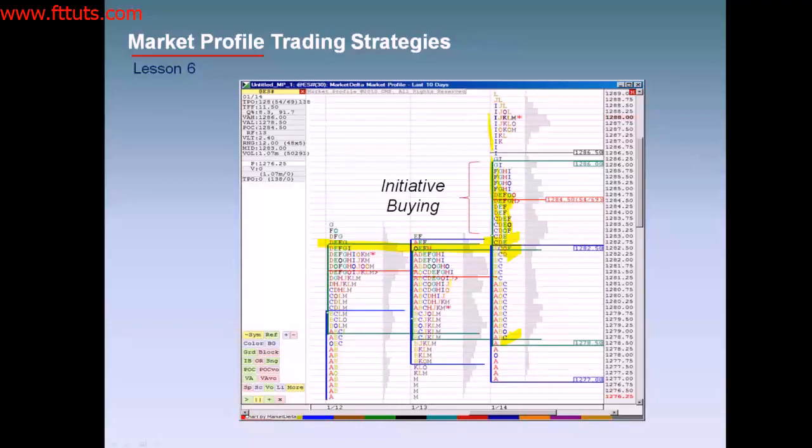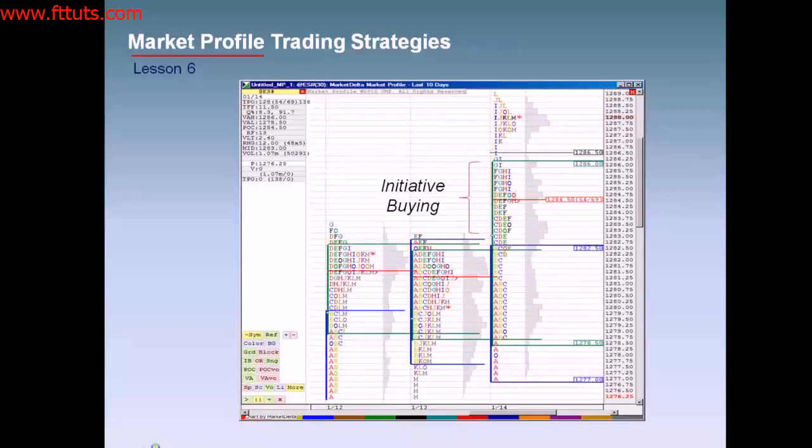And value then begins to also expand. The range of value expands beyond the old range. These are the characteristics of initiative buying, and this is when I would want to be a buyer. If in fact this initiative buying would have been met with strong responsive selling, it would have brought value right back into the value area. It did not happen in this case, so that's why prices continued to move up.